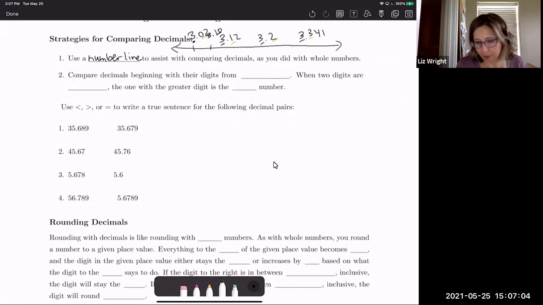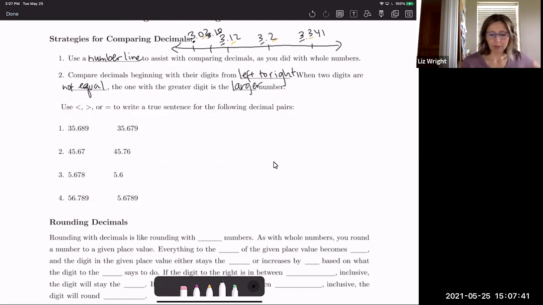If we were to sort these out on a number line, that could be a tool that might help you. You can also just compare decimals beginning with their digits from left to right, which is what I just showed you there when I was underlining things with the black and then the orange pen. So from left to right, when two digits are not equal, the one with the greater digit is the larger number.